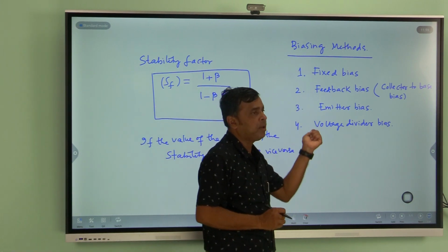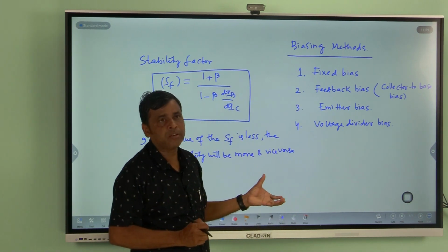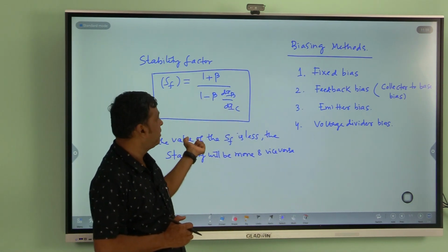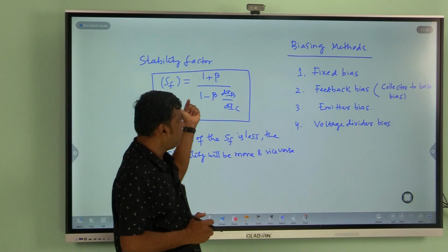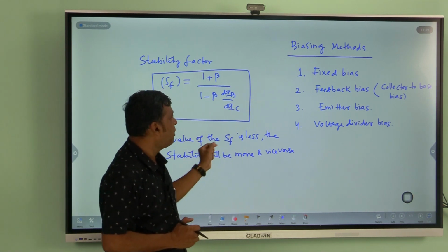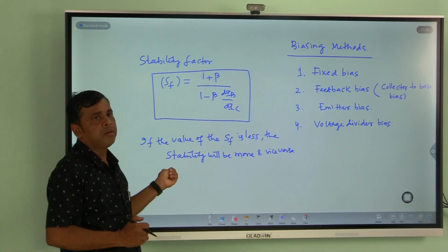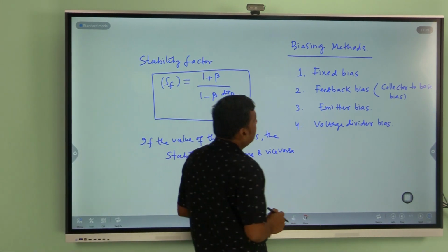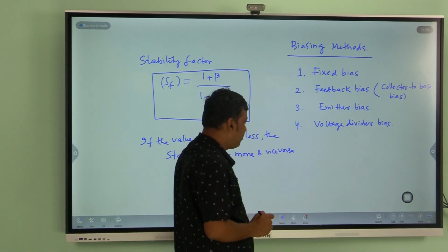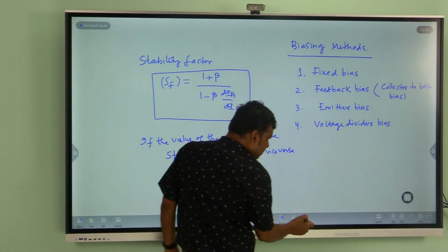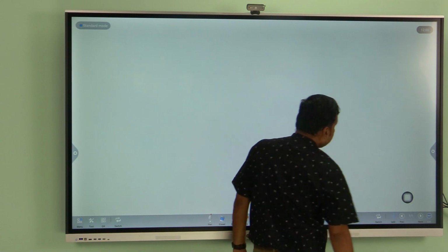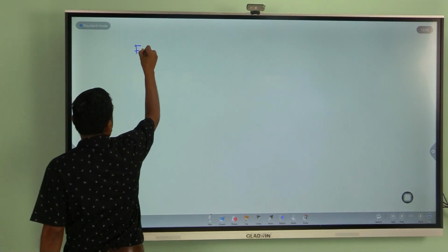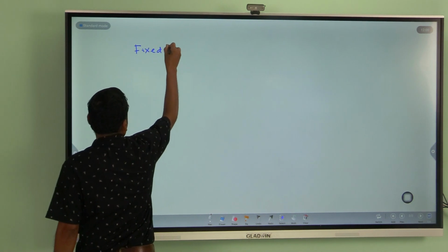We will go through one by one, analyzing these biasing methods in relation to the stability factor. If the stability factor is suitable for a particular biasing, we have to analyze whether that biasing method is suitable for transistor biasing or not. Now, let us go through one by one. First, fixed biasing method.